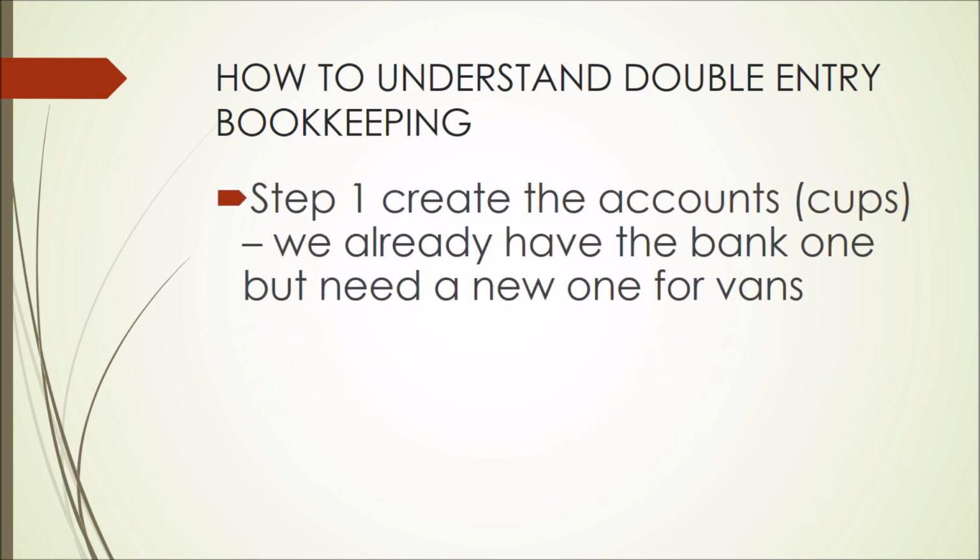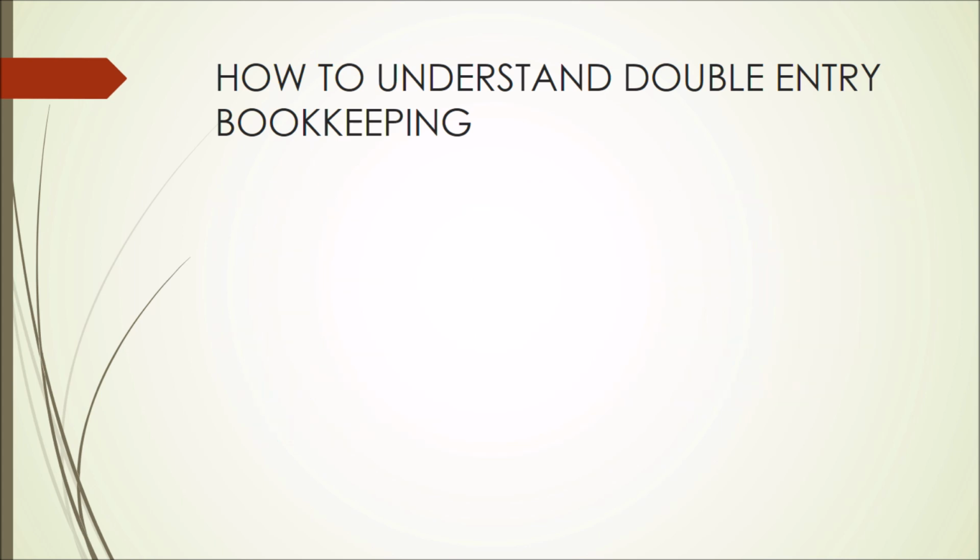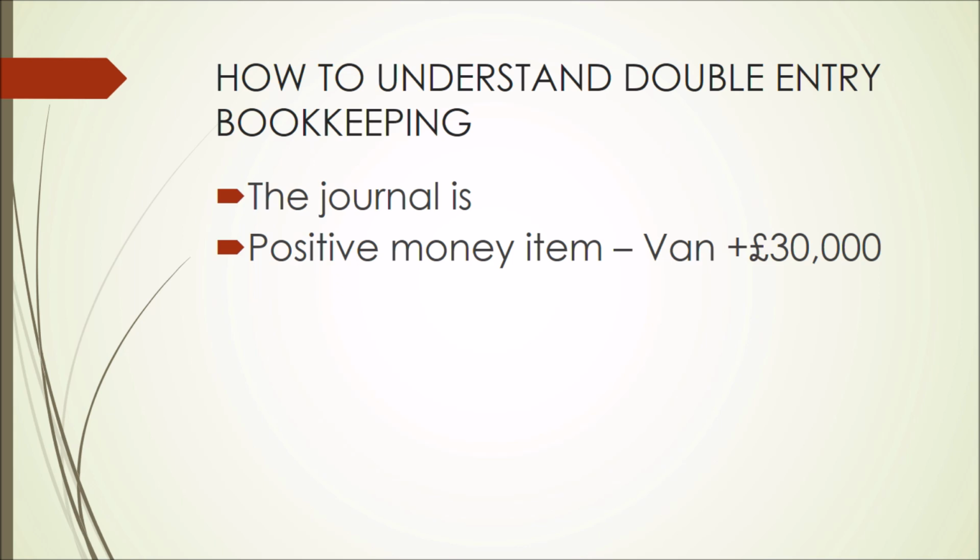So we're going to create the cups. Well, we've already got the bank one, but we need a new one for vans. And the van's going to be a positive money item, so it's on the asset sheet, isn't it? We're going to use it to create sort of money in the future, so it's going to sit on our asset sheet. So here the journal is, the positive money item is the van, isn't it?